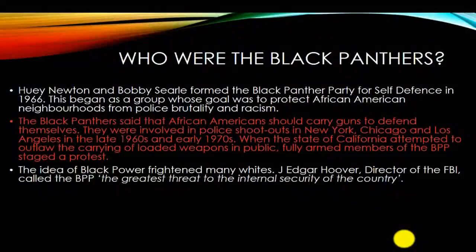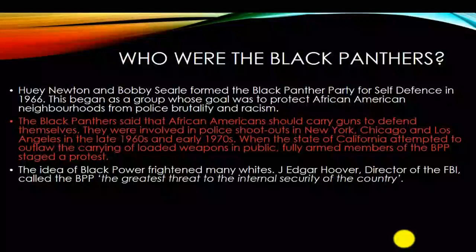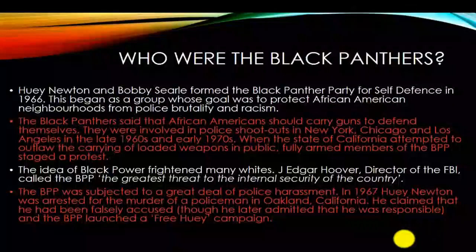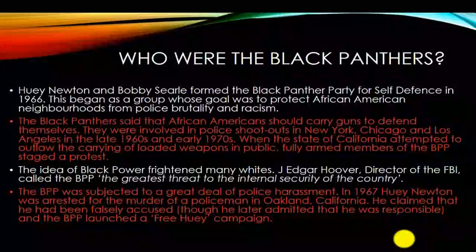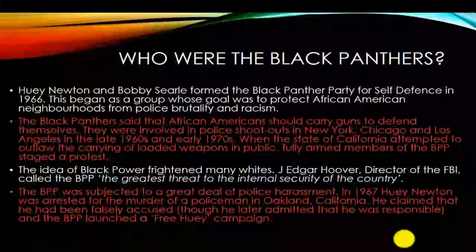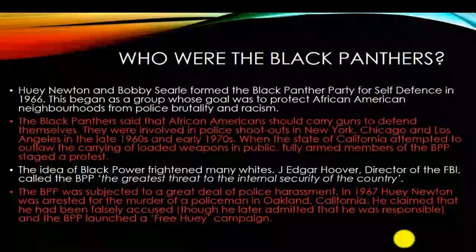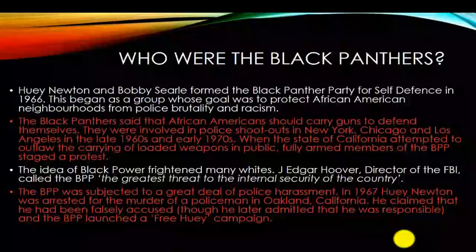The idea of black power frightened many whites. J. Edgar Hoover, director of the FBI, called the Black Panther Party the greatest threat to the internal security of the country. The Black Panther Party was subjected to a great deal of police harassment, and in 1967 Huey Newton was arrested for the murder of a policeman in Oakland, California. He claimed that he had been falsely accused, though he later admitted that he was responsible, and the Black Panther Party launched a Free Huey campaign.